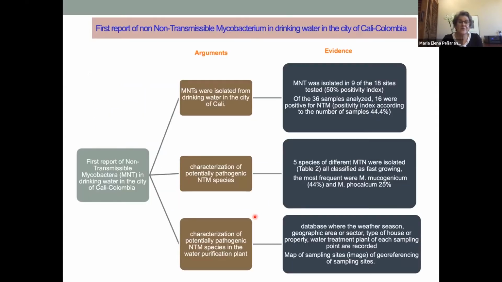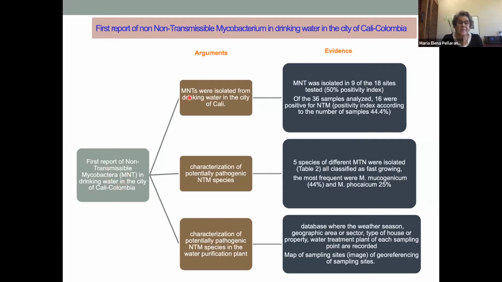So these are some examples of trios of arguments. This is a simple study done in Colombia. First report of non-transmissible mycobacteria in drinking water in the city of Cali, Colombia. It's the first report of the presence of mycobacteria in the drinking water. So that's something that sounds important for the reader to know.